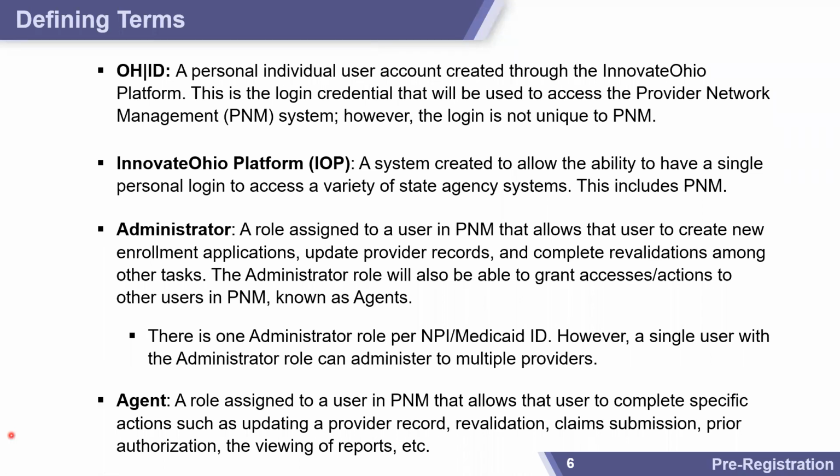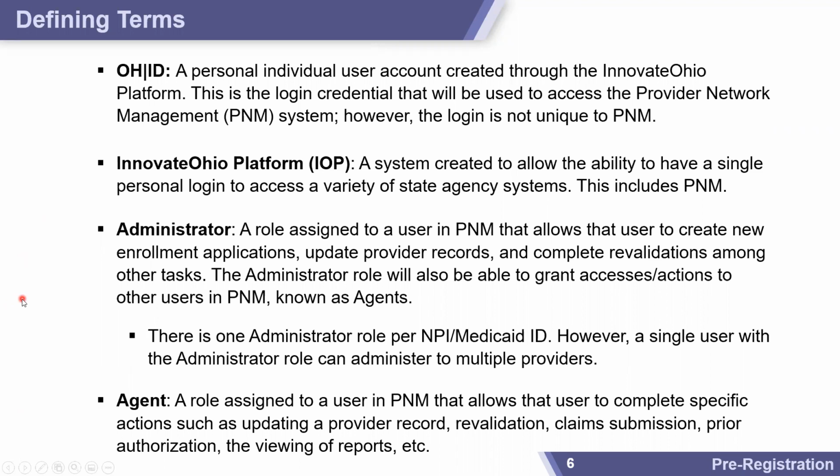And the first one is that Ohio ID, or you may pronounce it or say it just as the letters OHID. I've heard it that way as well. An Ohio ID is a personal individual user account that's created through the Innovate Ohio platform. And that's our second bullet point on the screen, the Innovate Ohio platform, or IOP.